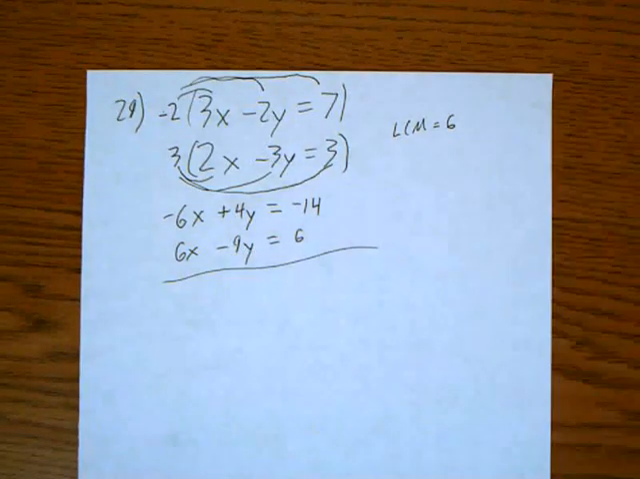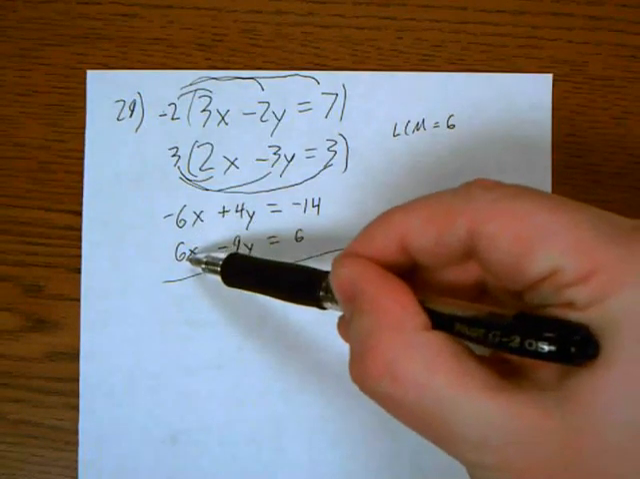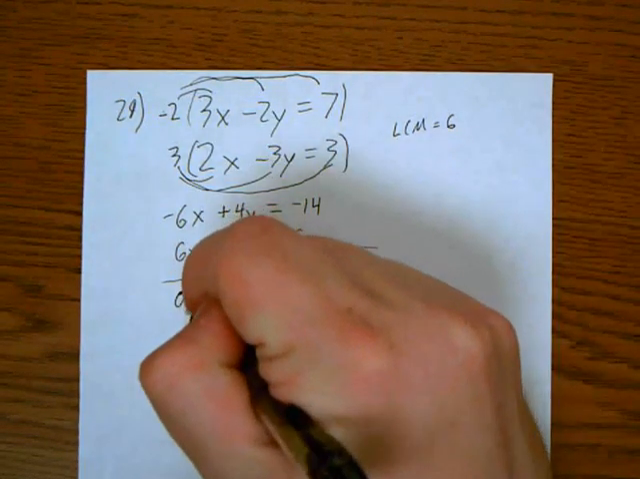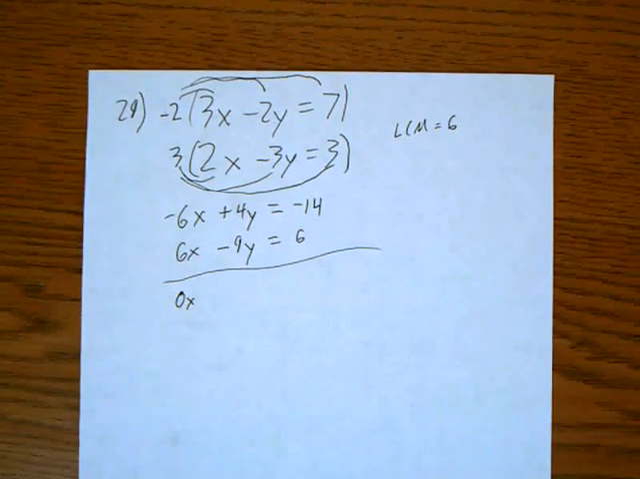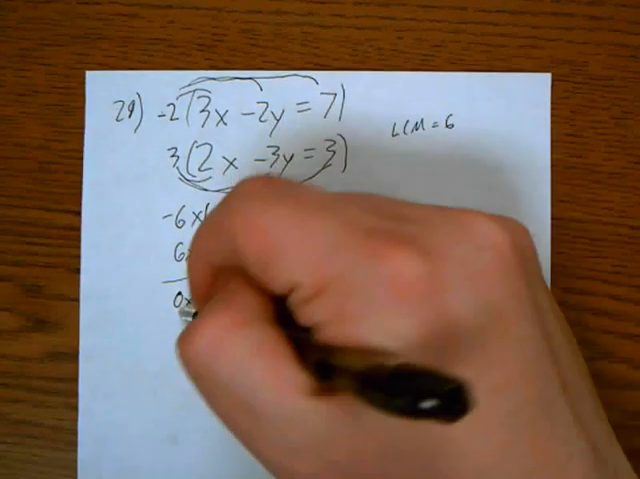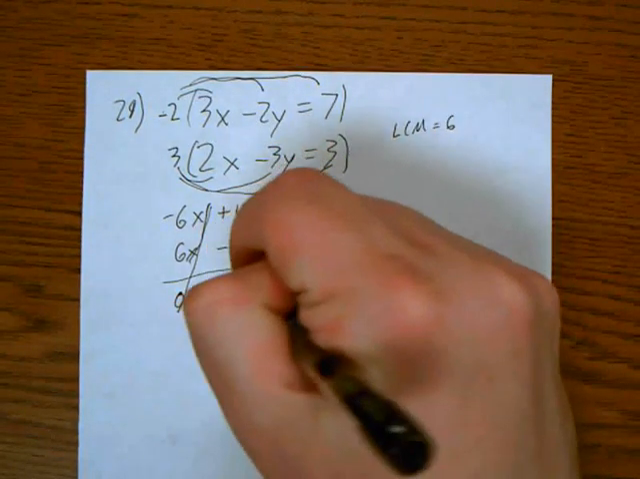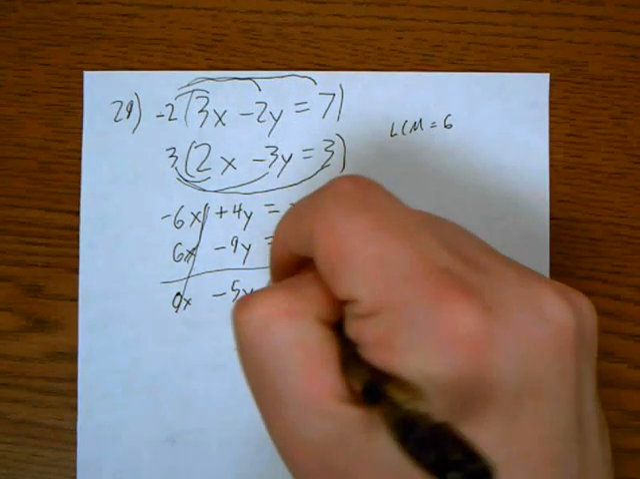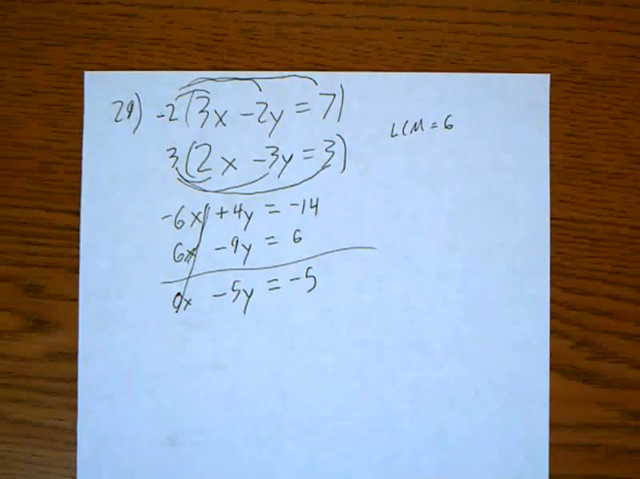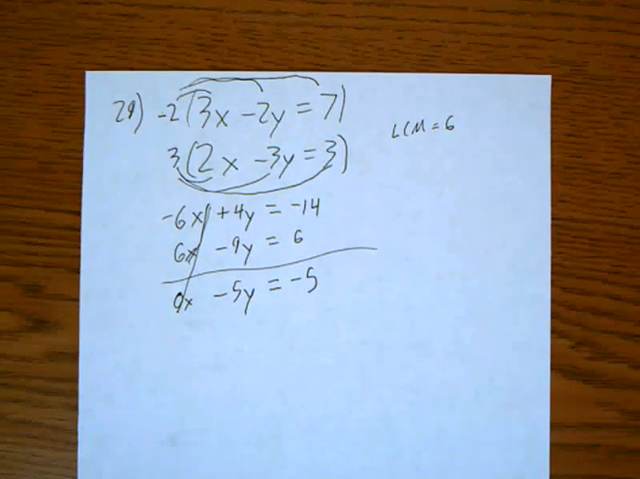Alright, now I'm set up where I can combine these. If I add a negative 6 and a 6, I'm going to get a 0x. Now, 0 times anything is 0, so that's going to effectively cancel out our x's and leave us with just y's. So I'm going to get negative 5y equals negative 5.